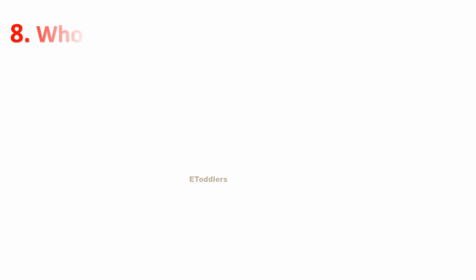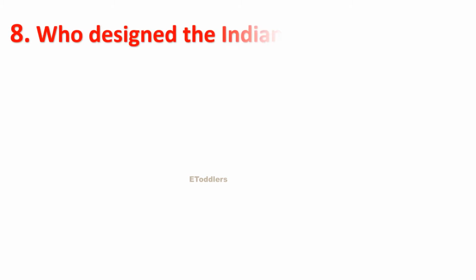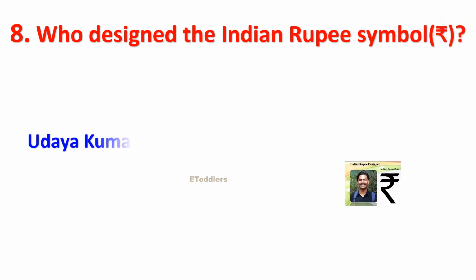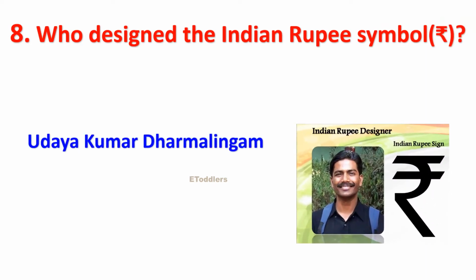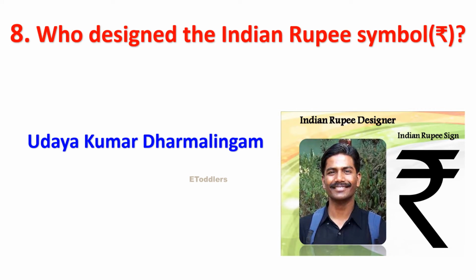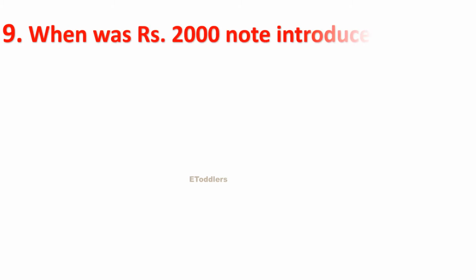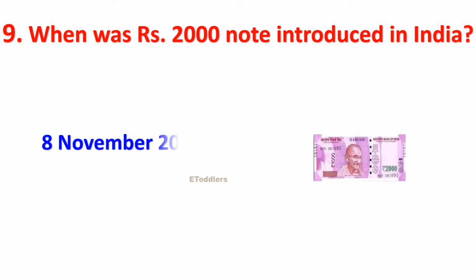Who designed the Indian rupee symbol? Udaya Kumar Dharmalingam. The design is based on the Devanagari letter Ra with a double horizontal line at the top. When was the 2000 rupees note introduced in India? 8th November 2016.